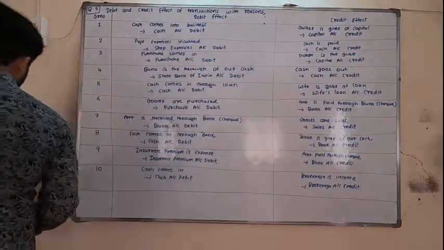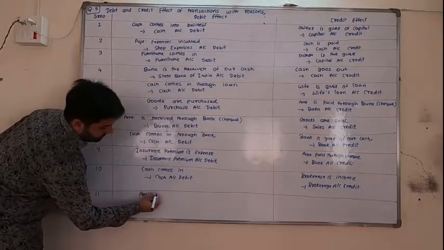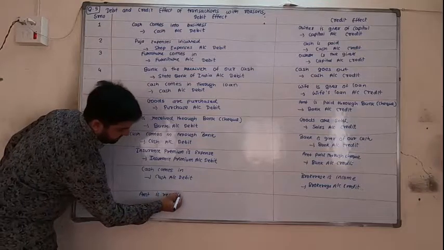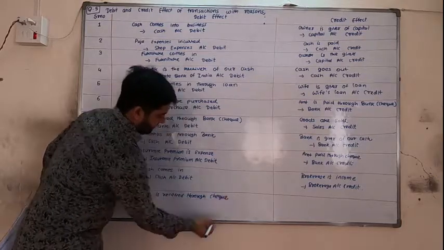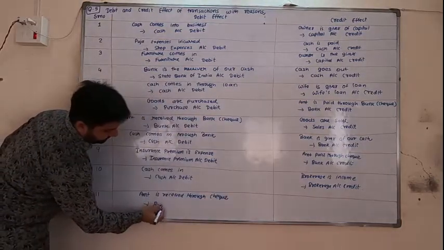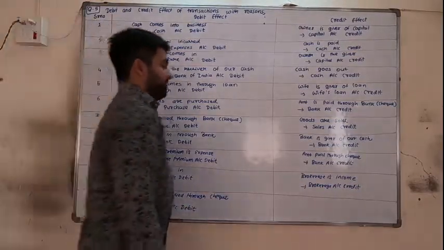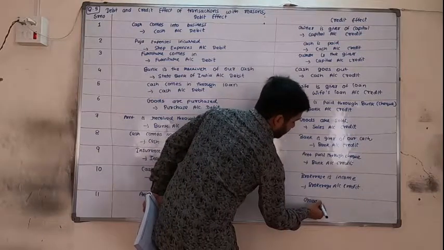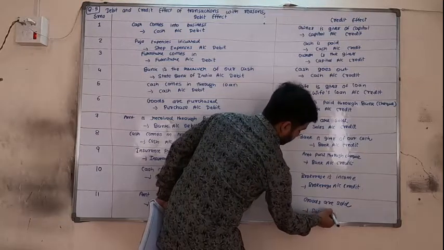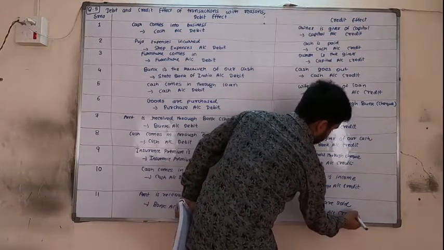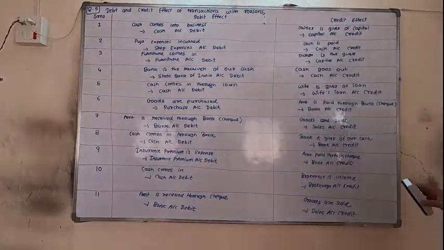Number 11. Amount is received through check. Bank account debit. Goods are sold. Sales account credit. Now friends, we have completed 11, now 9 more.